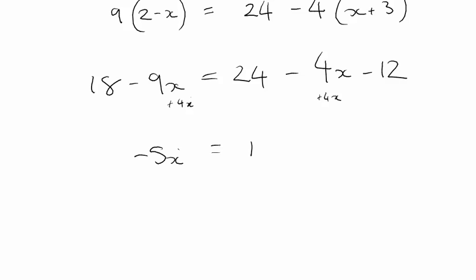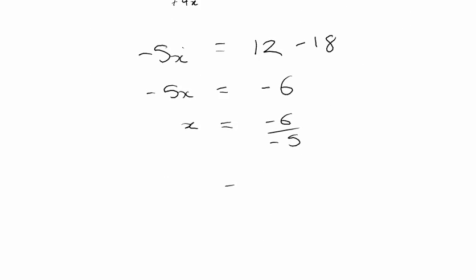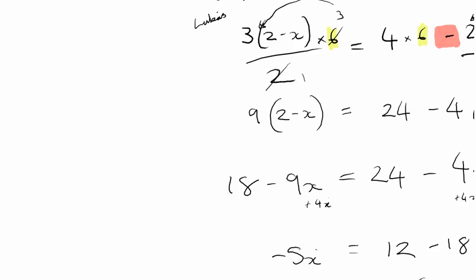So, and then we've got 24 minus 12 is 12. And on this side, we're going to be subtracting 18. And minus 5x, 12 minus 18, minus 6. And we divide both sides by minus 5. I've got minus 6 over minus 5, which is equal to 6 over 5.